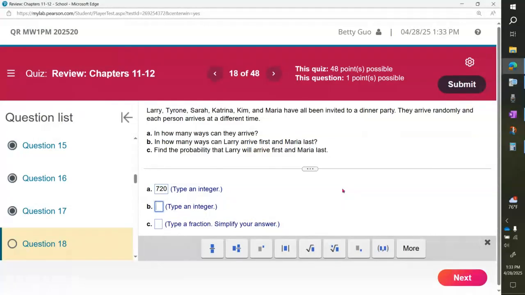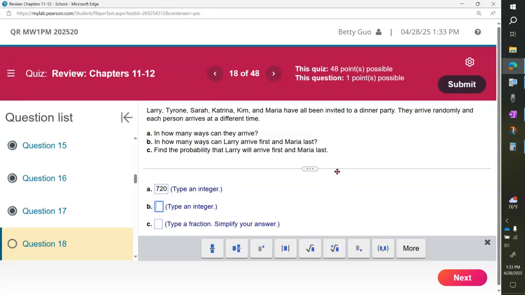Part B. In how many ways can Larry arrive first and Maria last? We can arrange Larry first. That's the only option, one way to arrange Larry first. And one way to arrange Maria last.